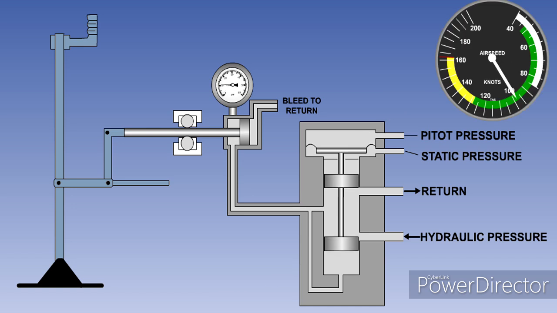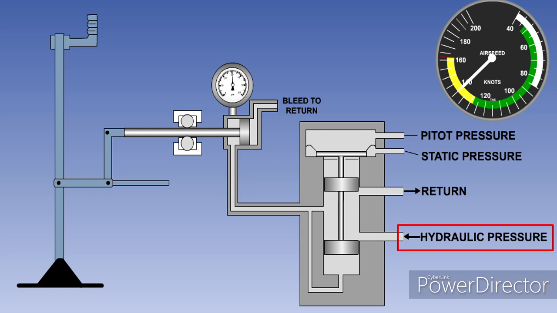As the airspeed increases, the pitot pressure will increase, pushing down on the diaphragm, increasing the size of the opening of the pressure port in the selector, which means that the pressure in front of the piston will increase, thereby increasing the resistance to control movement. The return port is never fully closed, as this would cause a hydraulic lock to form in the system.